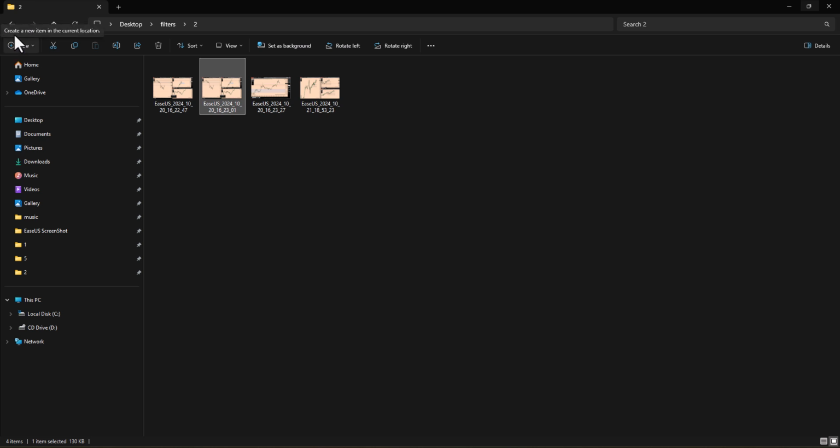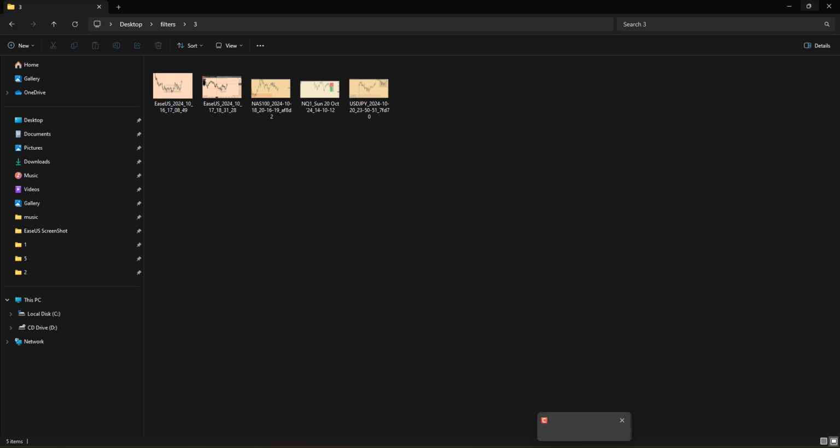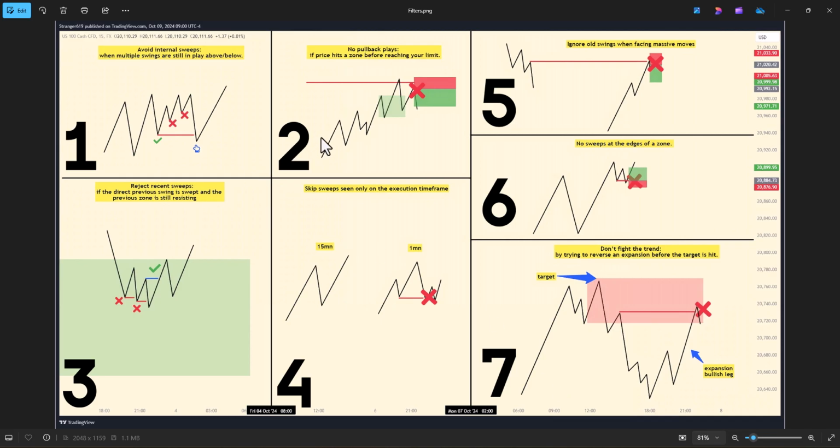Now let's move on to the third filter. The third filter is really one whose frequency happens a lot. So reject recent sweeps if the direct previous swing is swept and the previous zone is still resisting. So you can see that price trading to the downside made this low, returned to the upside, and then here it failed to take this low, so it only wicks below it. People will consider it as a sweep of liquidity, and they're going to try to take it higher.